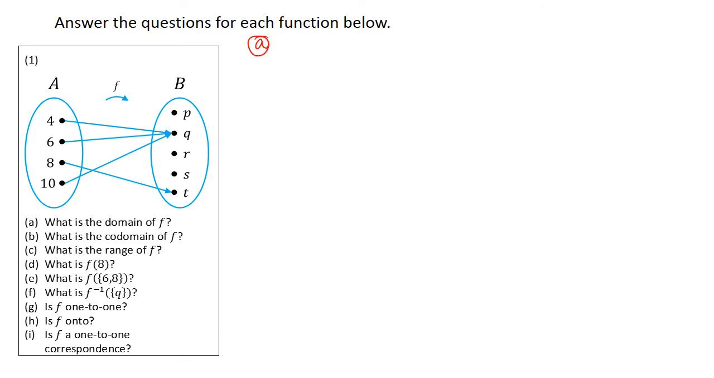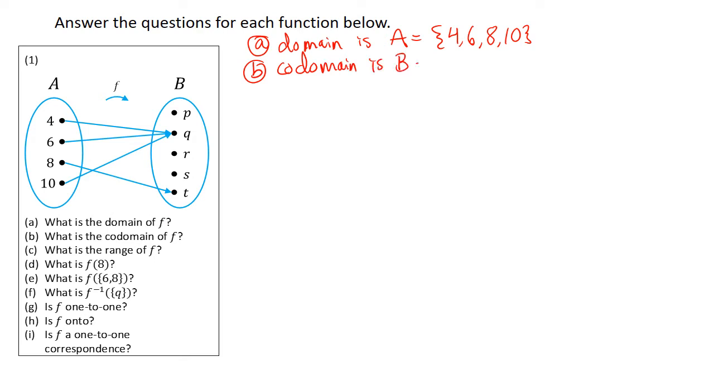So the function, we can see here from the diagram that the domain is the set A, which consists of the elements 4, 6, 8, and 10. So that's the domain. Part B, the codomain. So the codomain is that whole set that's on the right, regardless of whether the elements were actually reached or not. So the codomain is B, which is P, Q, R, S, and T.